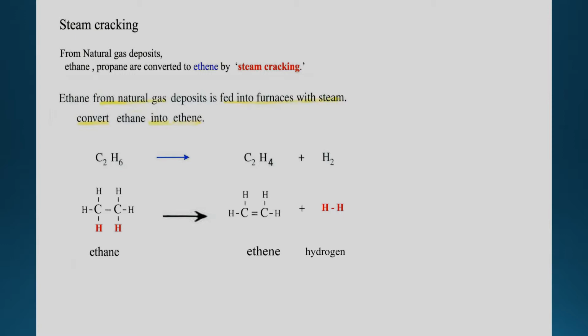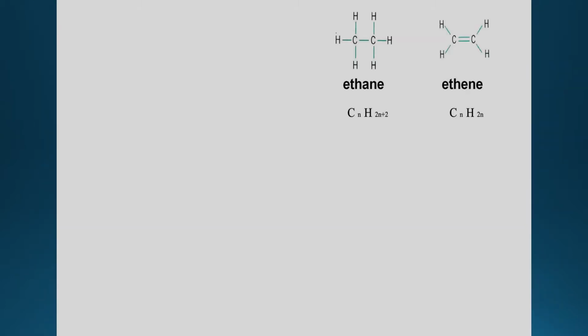So you can see on both types of cracking, the end product is ethene. And this ethene is going to be our major topic that will be continued on and on for many lessons. Ethane, ethene. And what is the difference?